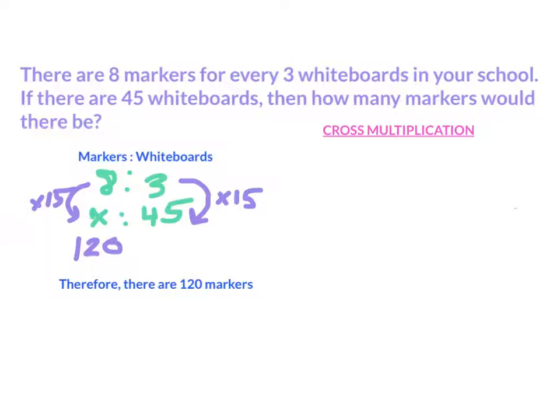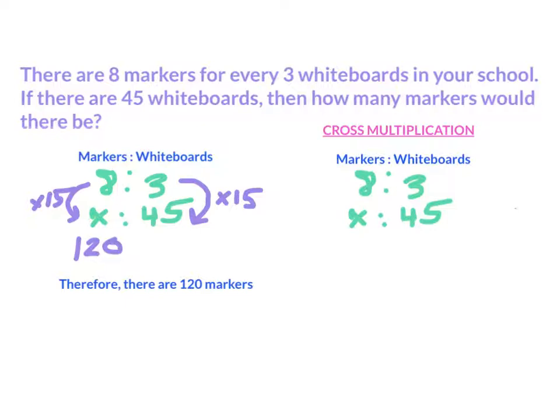So that's one way to solve ratio word problems, but now we're going to look at something called cross multiplication, which is a different method, and it'll help you when the word problems get more difficult. The first few steps are exactly the same. You write down the two things you're comparing, you write down the ratio, and then you fill it in.